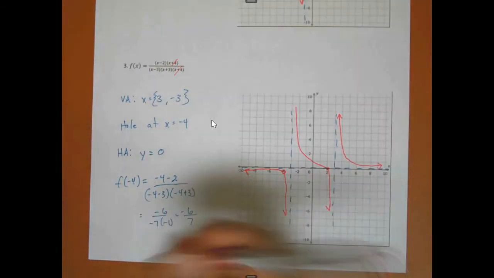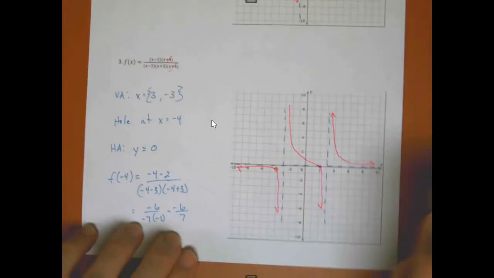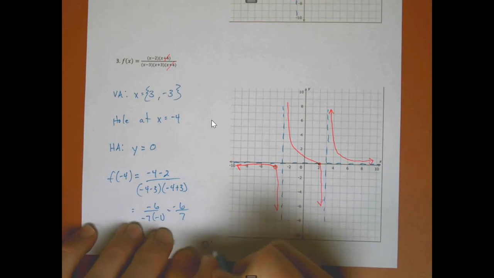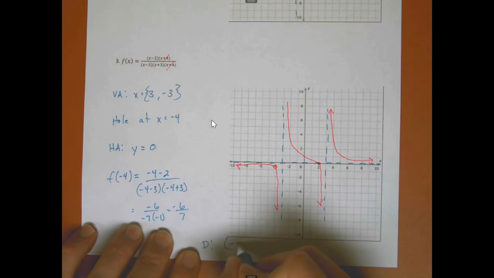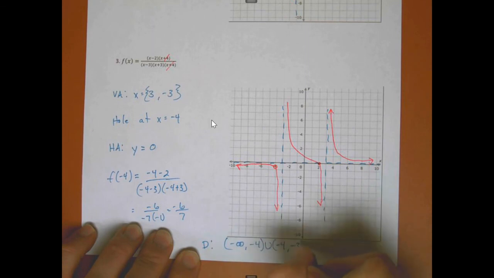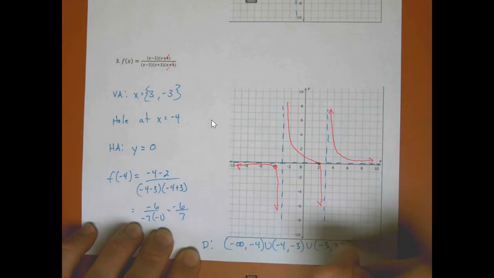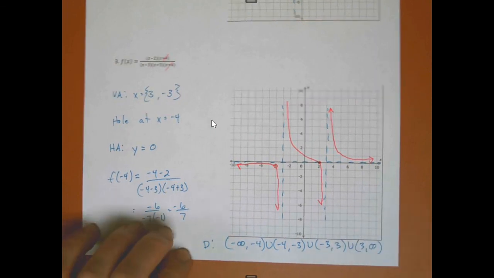Okay, and then our domain, we didn't write that. Let's go ahead and put that on the bottom here. It's kind of a long one. We have to skip the hole and the vertical asymptotes. So it goes from negative infinity to -4. From -4 to -3. From -3 to +3. And then from +3 to infinity. That's everywhere the function exists.